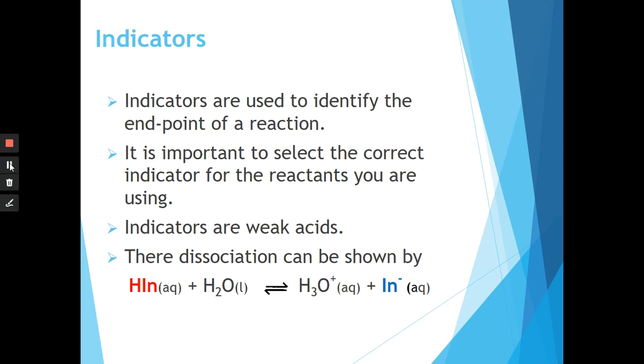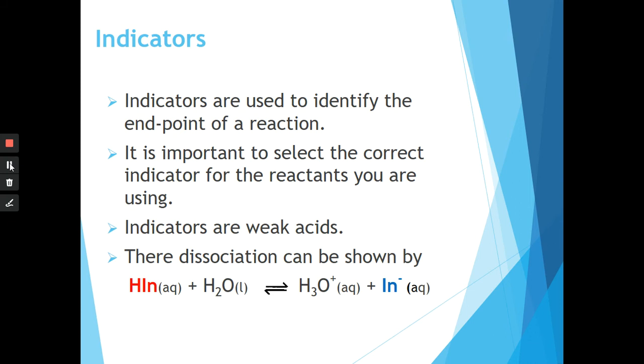Right, the final section is on indicators. Indicators are used to identify the end point of the reaction. Okay? It's not necessarily the point at which it's neutralised, it's the point at which the reaction is finished. I'll go back a stage: it's not necessarily neutralised because we know fine well that depending on what substance we use, the pH of the salt solution may not actually be 7. So it's important that we select the correct indicator for the reactants that we are using.